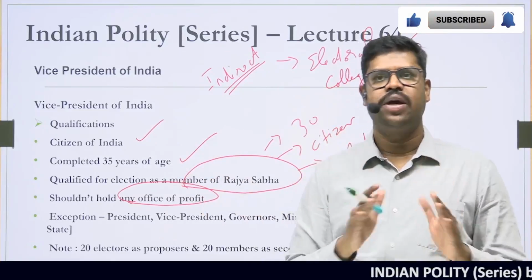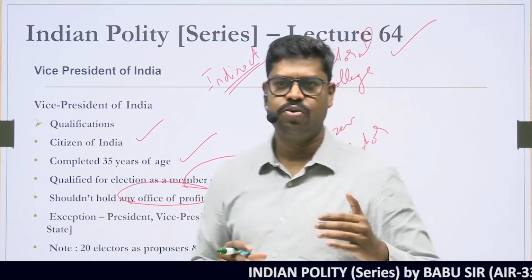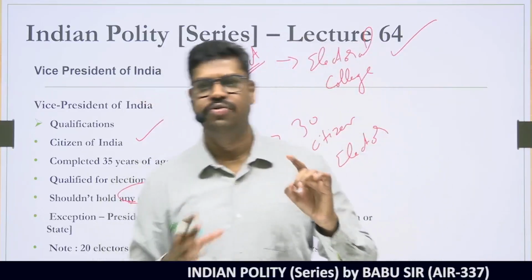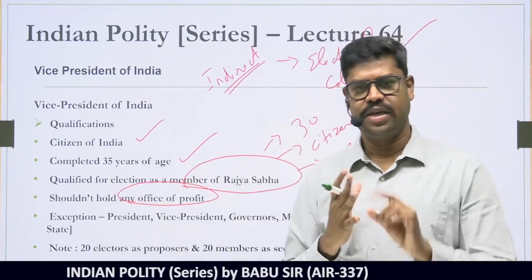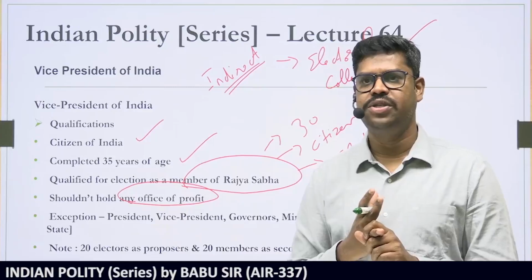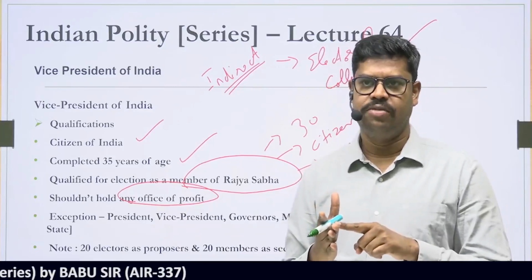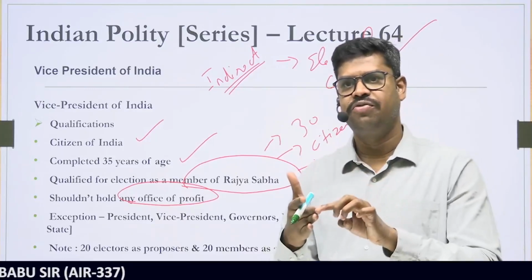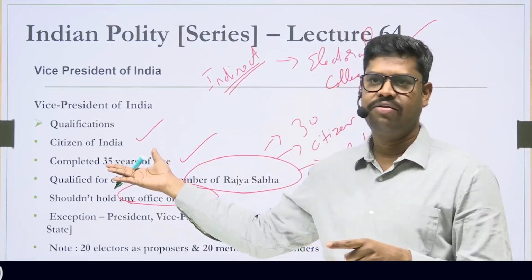So for someone to contest election to the office of the Vice President, they have to possess the following qualifications. What are the qualifications they have to possess? So first is that they should be a citizen of India. Second, they should have completed 35 years of age. Third, they should be qualified to contest election to Rajya Sabha, for which they have to be a citizen of India and have completed 35 years of age, but that is overruled by this 35 years of age.